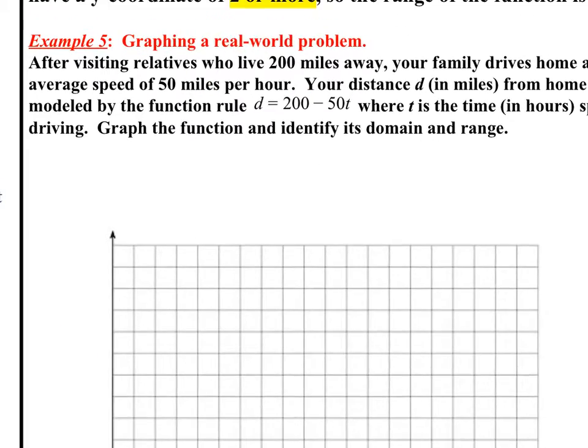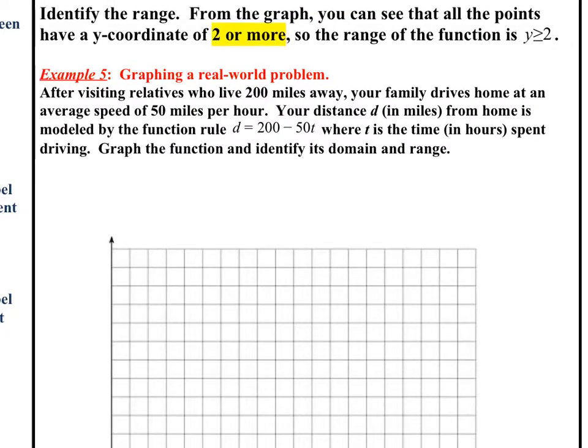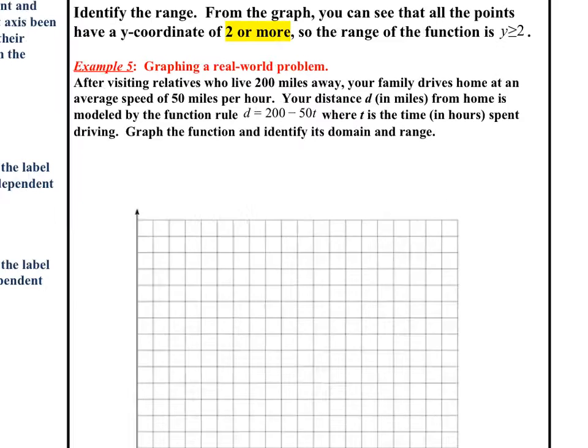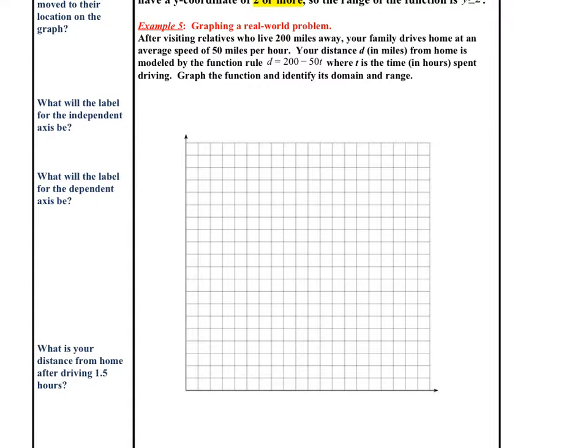Let's look at the letters here. So we got variables. We have t for time and d for distance. Which one is like the x? Which one is the cause or the independent variable? T for time. Okay, so the t is going to go on the x-axis. And the distance, so the longer you drive, the closer you are to home. So distance is like your y value here, your output. So label those on your graph.